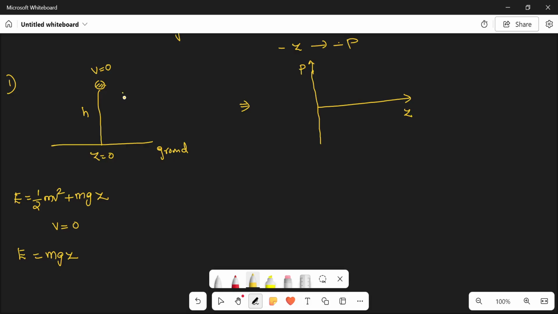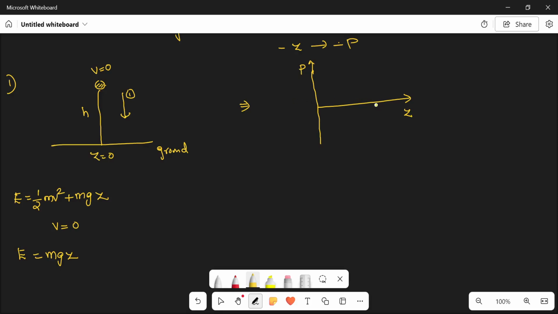Now when it's coming down, this is the first step. This is coming down, and when it's coming down, it's moving in the negative z direction. As I told you, when it's moving in the negative z direction, the momentum should be negative. Before that, where do I plot this particle in this diagram?